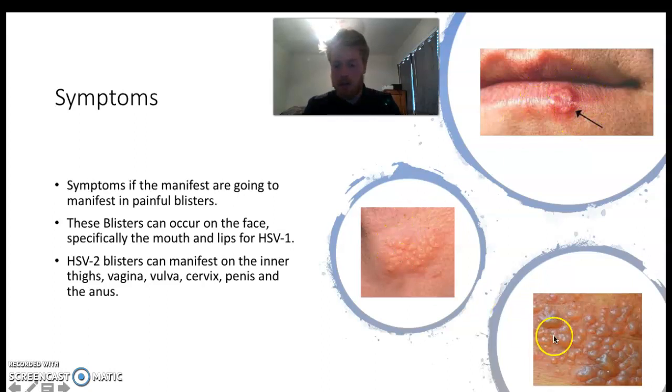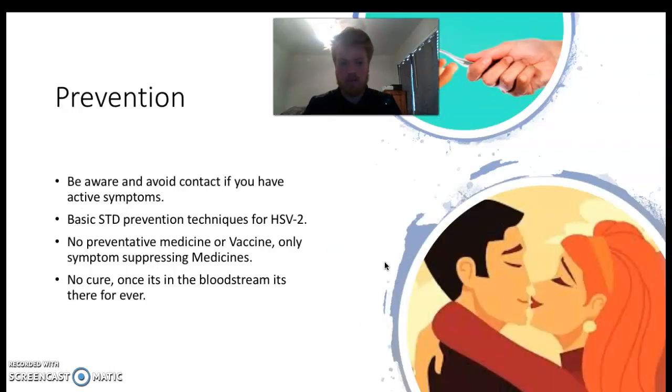And then these bottom 2 pictures here are actually HSV2 genital herpes. It functions the same way. As you can see, if during sexual contact, these are pretty easy to come in contact with. And one important thing to note is that they can manifest on the inner thighs and some more spread out places, which is important when we talk about prevention later.